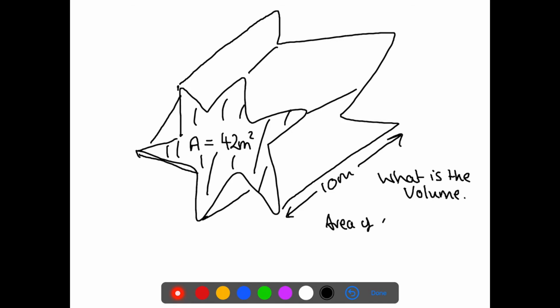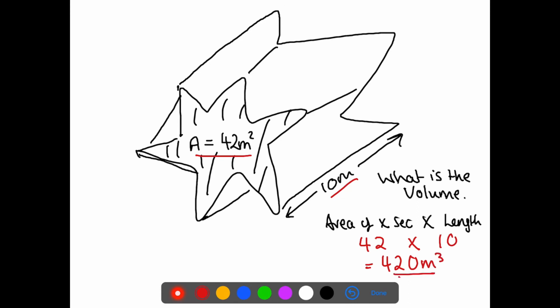Well, you know that the volume is the area of the cross section multiplied by the length or the height. So you know that the area of the cross section here is 42 multiplied by the length, which is 10. So you know the volume is 420 meters cubed. So you won't actually have to work out the area. It will be given for you, and it will be a tougher shape like this. Okay, so you know then that you can just multiply those two together to give you the volume. All right.